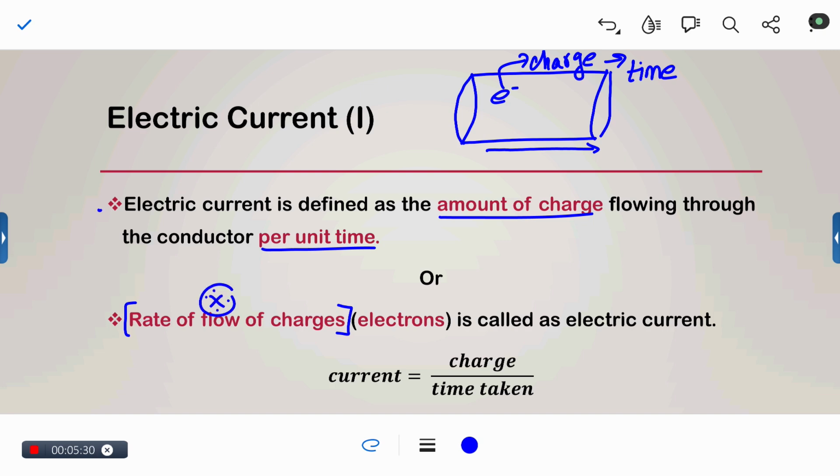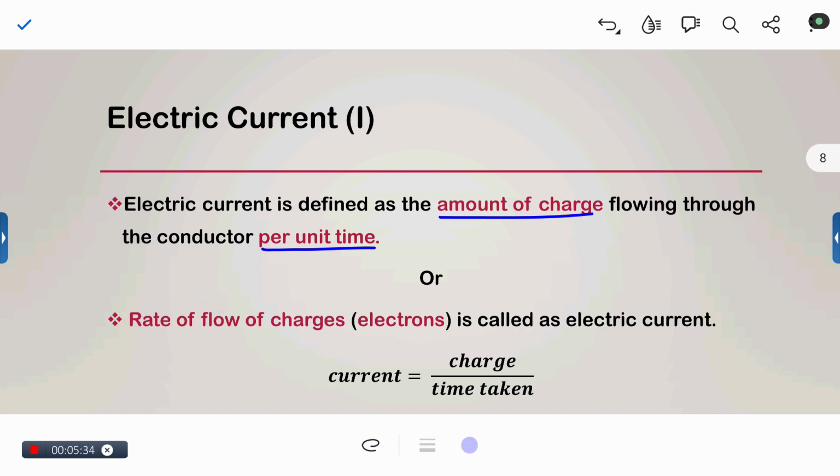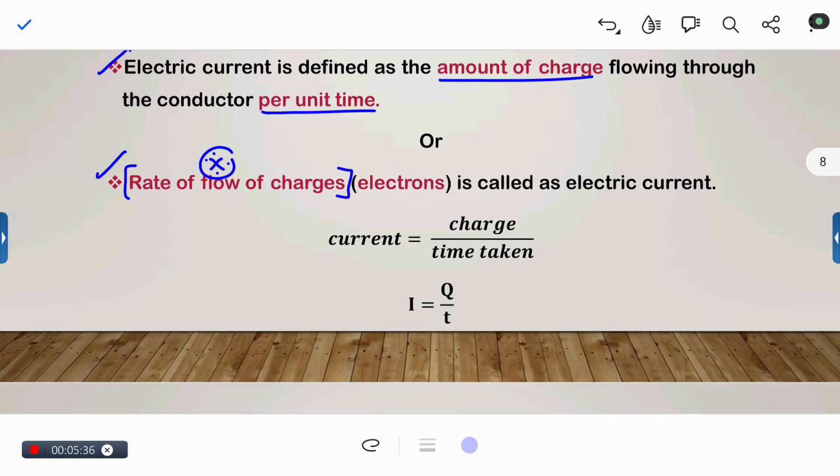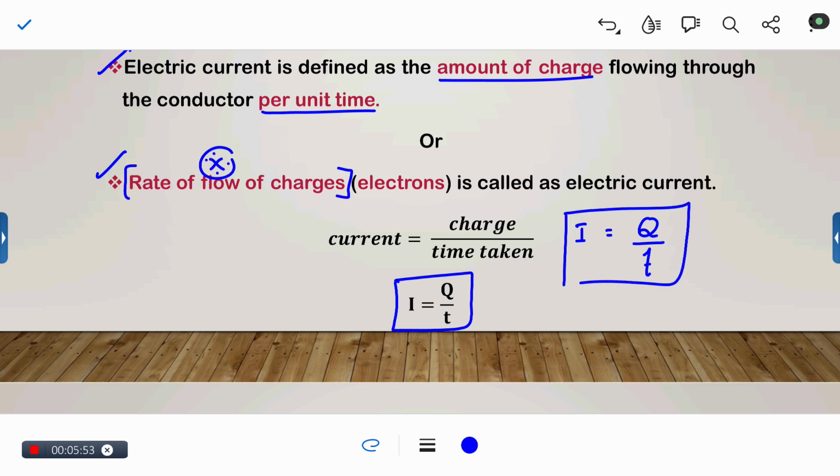Either you can write this definition or you can write this one. And what is the formula to calculate the electric current? Current is equal to charge by time. This is the second formula you are going to learn in this chapter. Current is represented by the symbol I, charge by the symbol Q, and time by the symbol T. Clear? So the formula we use to measure the current is I is equal to Q by T.